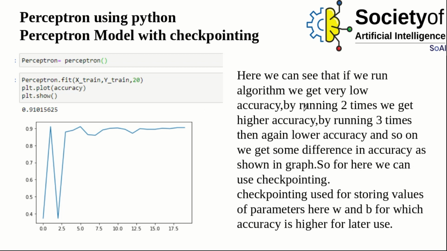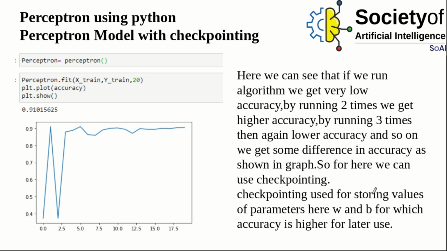So as we can see here, we got very low accuracy by running two times. We get higher accuracy by running three times. Then again the accuracy is lower, so the accuracy is actually fluctuating here, as we can see. So we have to use checkpointing.